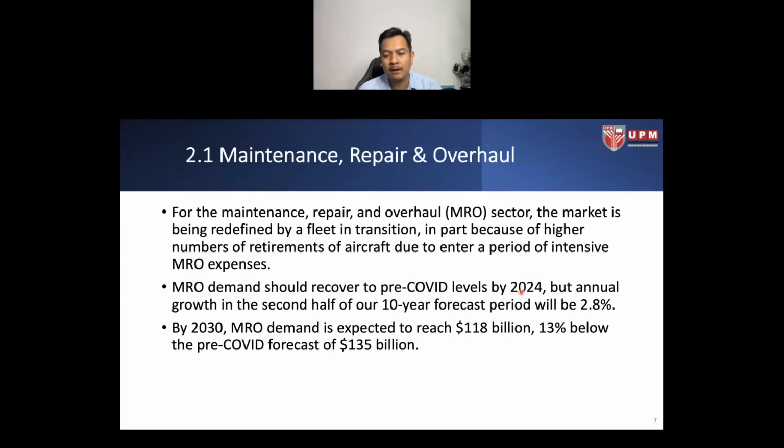And MRO demand should recover to pre-COVID levels by 2024. This is also reported by Deloitte as well as PwC, but annual growth in the second half of the 10-year forecast period will be around 2.8%, right? Because many of the aircraft are going to go into the aging period. By 2030, it is stated here, MRO demand is expected to reach 118 billion US dollars, which is 13% below the pre-COVID forecast of 135, right? The MRO market share is forecasted yearly, so before COVID-19, in 2019, 2020, it was expected that by 2030 the market would be around 135 billion, but it has been recalculated and defined to be around 118 billion.